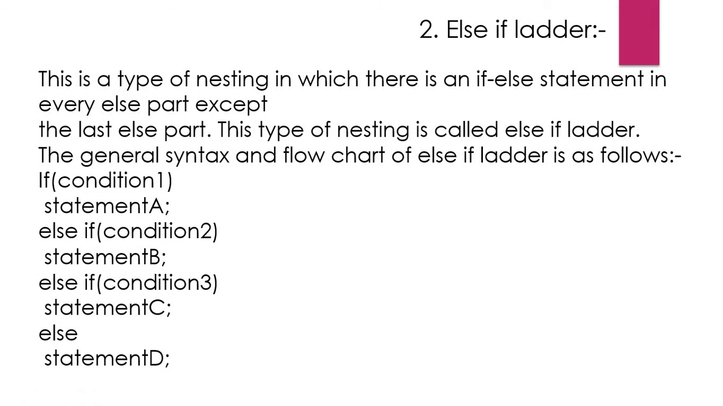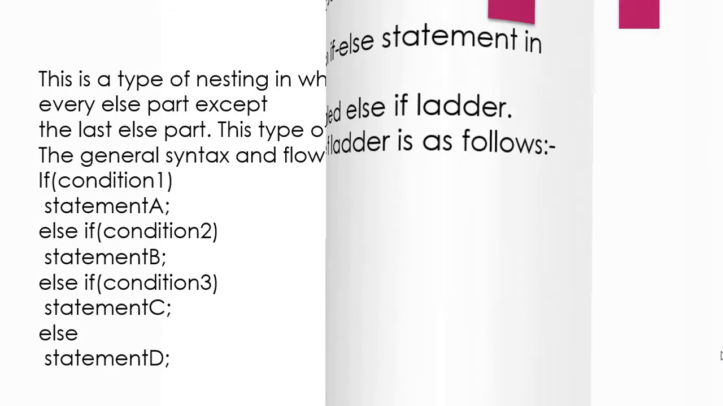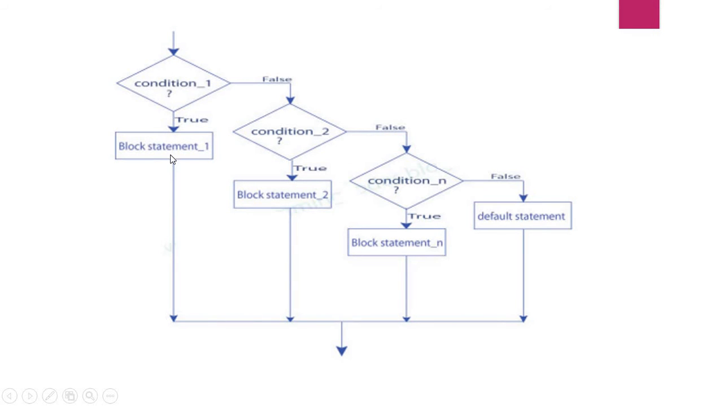Next, the else if ladder. This type of nesting, in which every else part except the last else part has another if, is called an else if ladder. This is the general syntax of it. Multiple else if conditions, that is the true statements, are used over here. So this is the first if and the last false, that is the default, my false statement, and these are the multiple true if conditions with the help of the else if ladder.